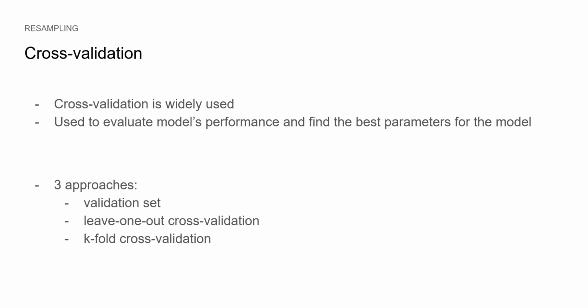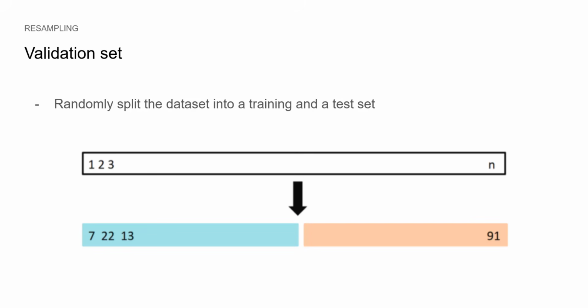Cross-validation is a widely used method for resampling. We use it to evaluate a model's performance and to find the best parameters for the model. There are three ways we can do cross-validation. We can have a validation set, we can do a leave one out cross-validation, or we can use the method of k-fold cross-validation. Let's explore each one of them.